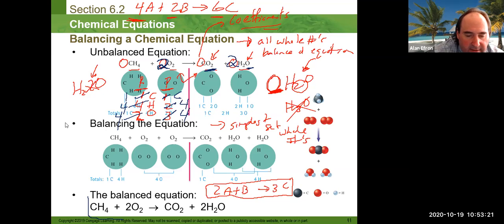So as we can see down here, by changing again just the coefficients, we're able to get a balanced equation, and we have exactly the same number of each of those elements on each side, which is ultimately the goal here. We have 1 carbon on each side. We have 4 hydrogens on each side, as our table shows. And we also obviously have 4 oxygens on each side, which we see on our table. Any questions on that there?